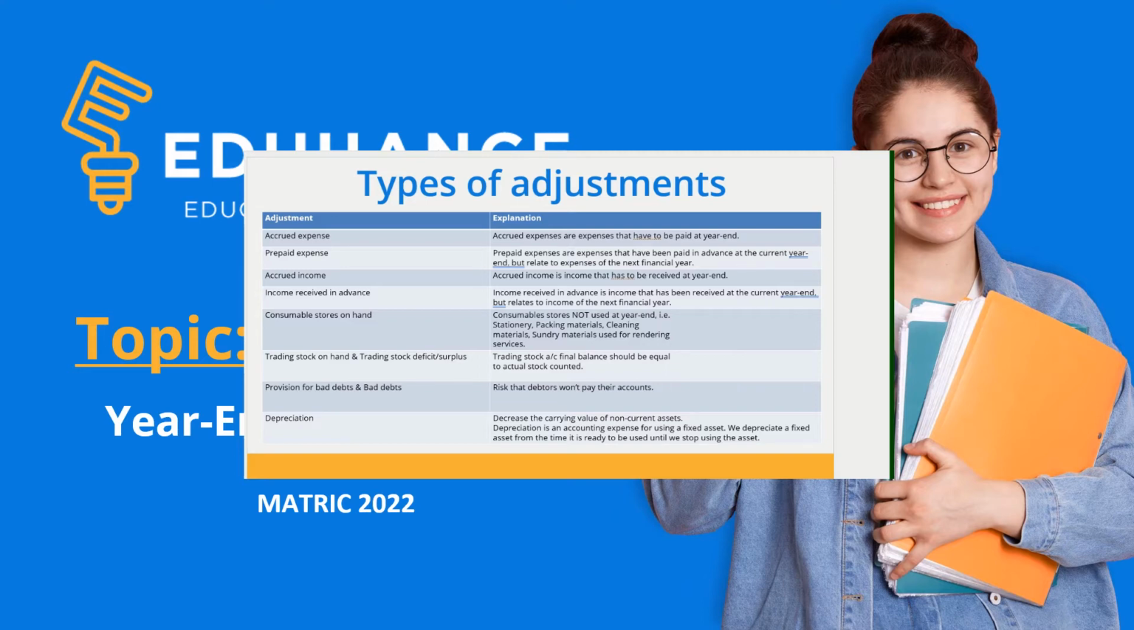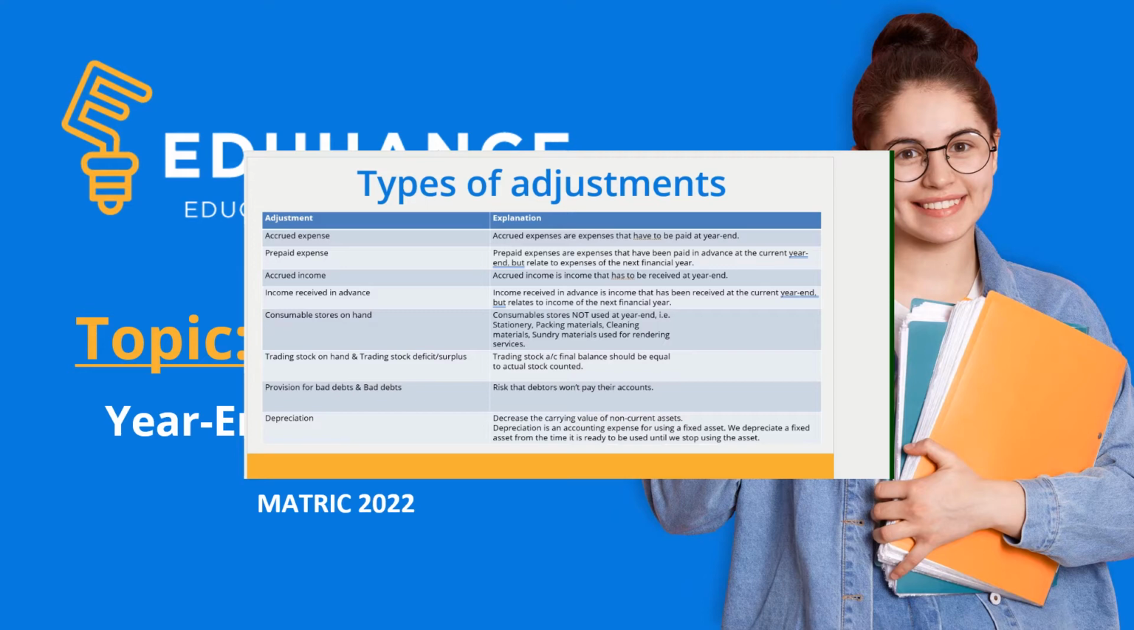Consumable stores on hand refers to consumable stores that are not used at year end, and this includes stationery, packing material, cleaning materials, sundry materials used for rendering services. So what happens is you'll therefore have to create an asset for this amount that's still sitting in your warehouse or storeroom. You'll have to reduce the expense amount in your income statement and reflect it as an asset because that amount cannot be an expense as it has not been utilized as yet.